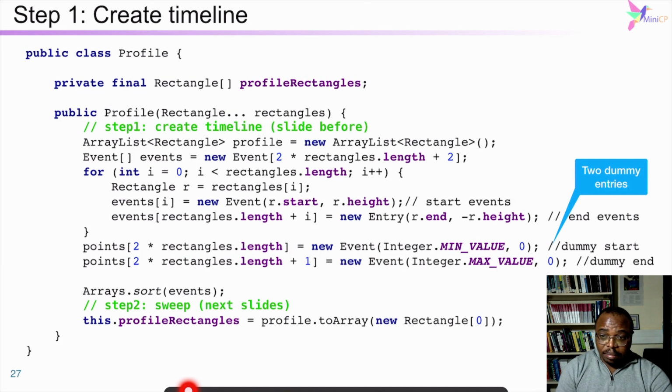During the first step, events are initialized. The first n events represent start events, and the next n are end events. 2 dummy events representing a start dummy event and an end dummy event are introduced. Events are sorted in increasing order of time.